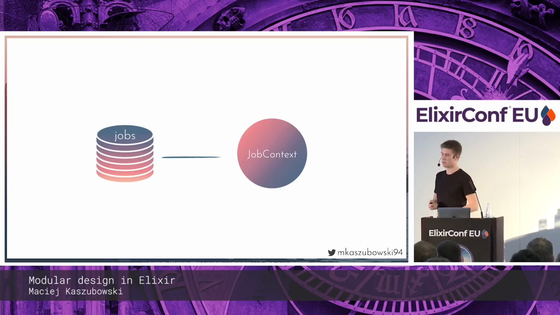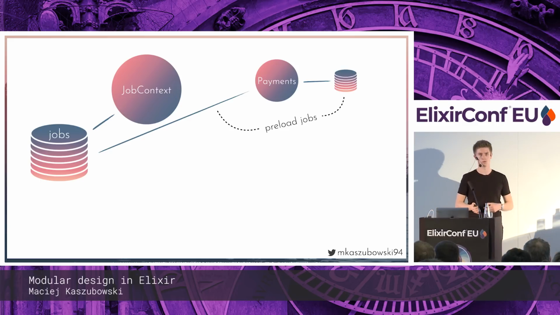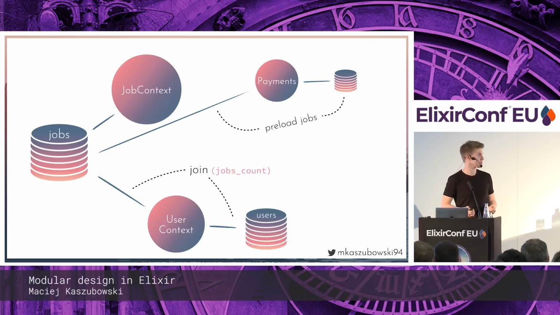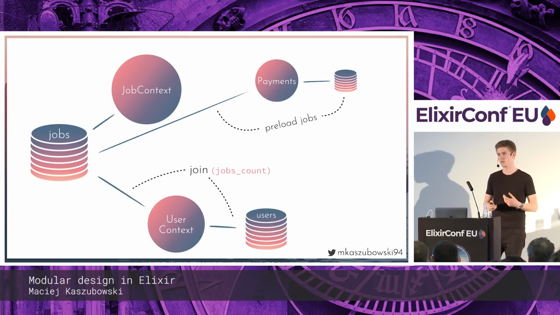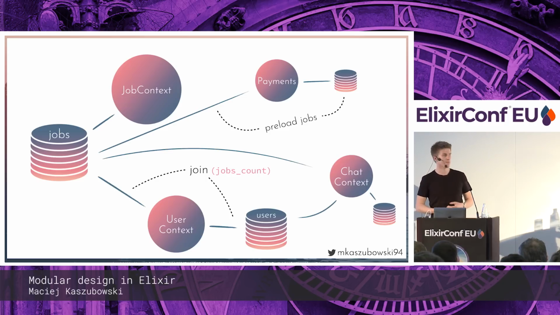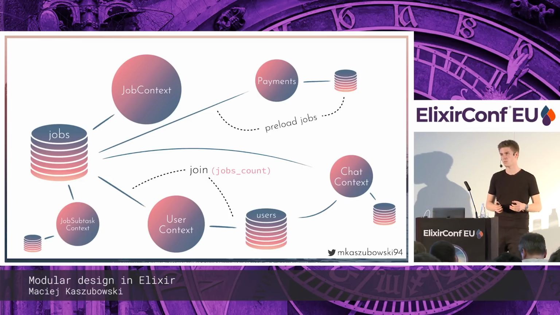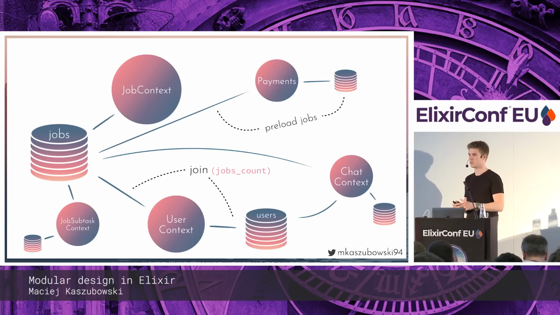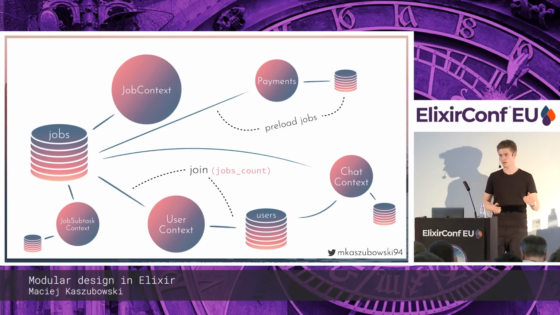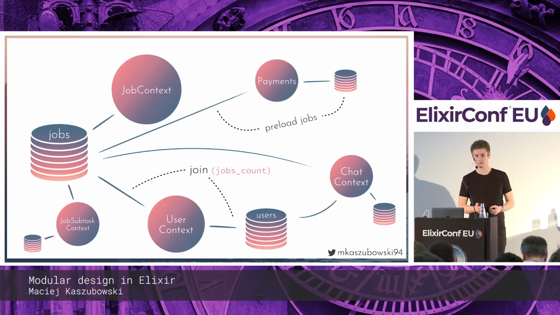So we have, for example, a payments module that is somehow connected to the data in the jobs table, because, for example, it does a preload on jobs to display them in the view. We have a user context that, for example, would like to display a jobs count for each user. So we have to do a join between the users table and the jobs table. And as we add new features, new pieces of code, we see that they are all somehow connected to jobs. So changing anything in the jobs table requires not only going through the entire job context module, but essentially going through the entire system to analyze if we hadn't introduced any bugs, if we hadn't forgotten about something.